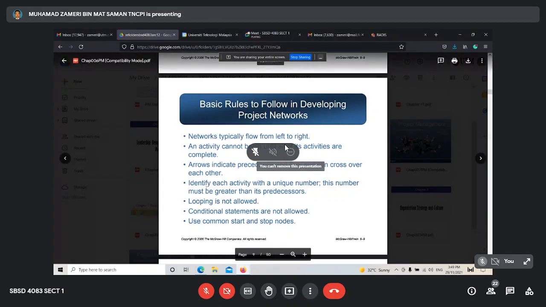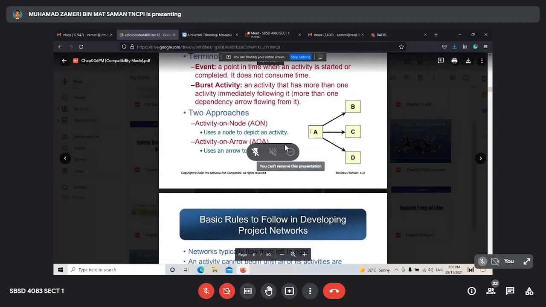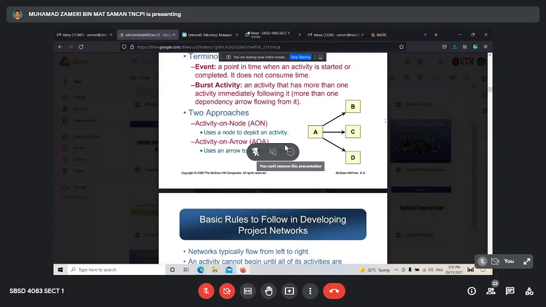Identify each activity with a unique number or letter. That means we label activities with unique labels like A, B, C, D, E, and so on.